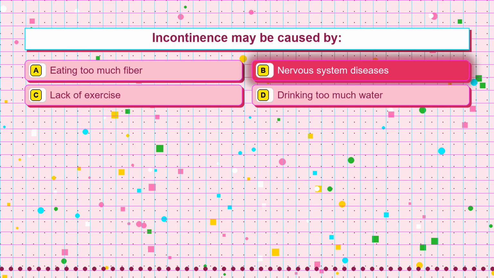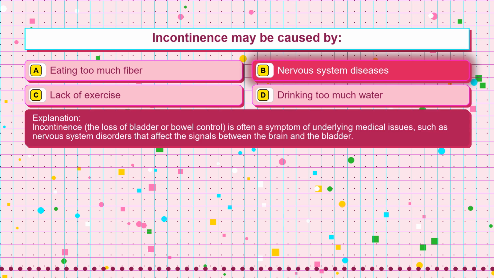The correct answer is option B, nervous system diseases. Incontinence, the loss of bladder or bowel control, is often a symptom of underlying medical issues, such as nervous system disorders that affect the signals between the brain and the bladder.